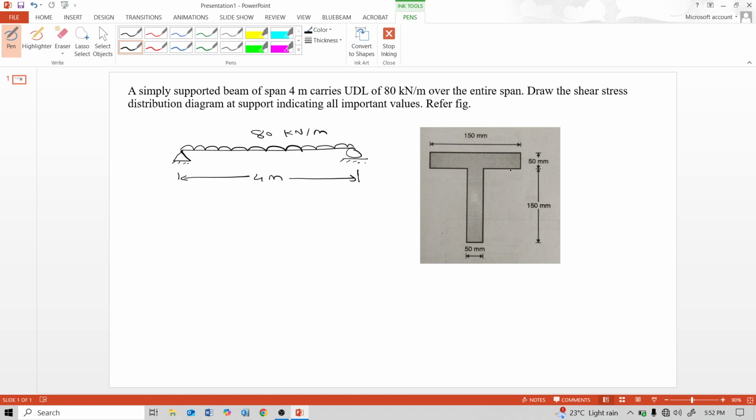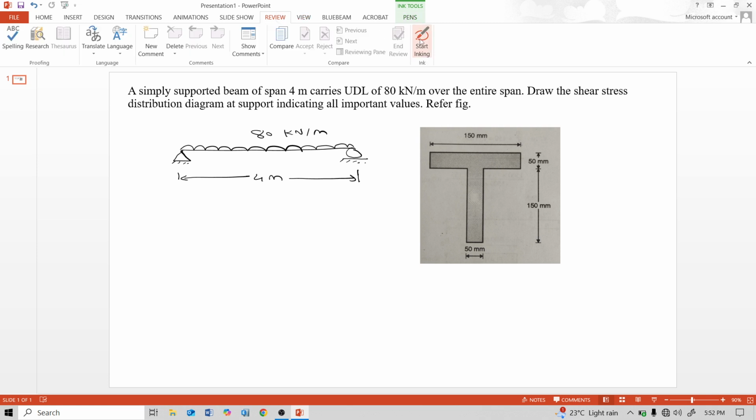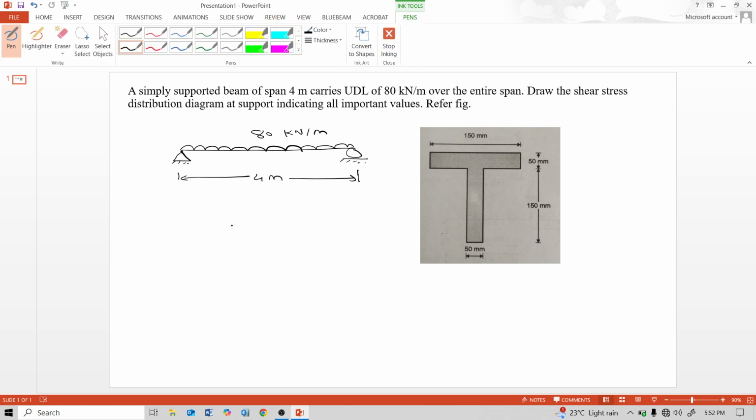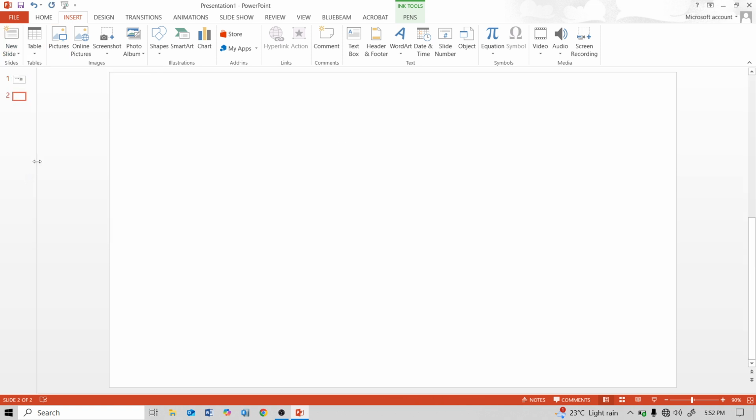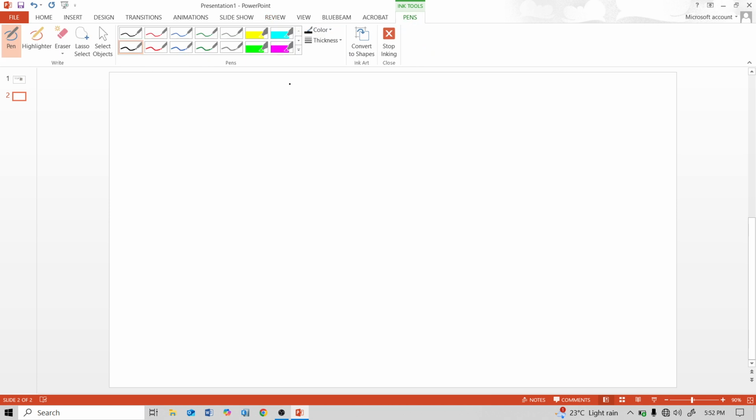This is a T section of a simply supported beam with flange width 150 mm, flange thickness 50 mm, web thickness 50 mm and web depth 150 mm. And we have to find the shear stress distribution diagram. So the first step for solving this numerical is to find the position of neutral axis, y bar.